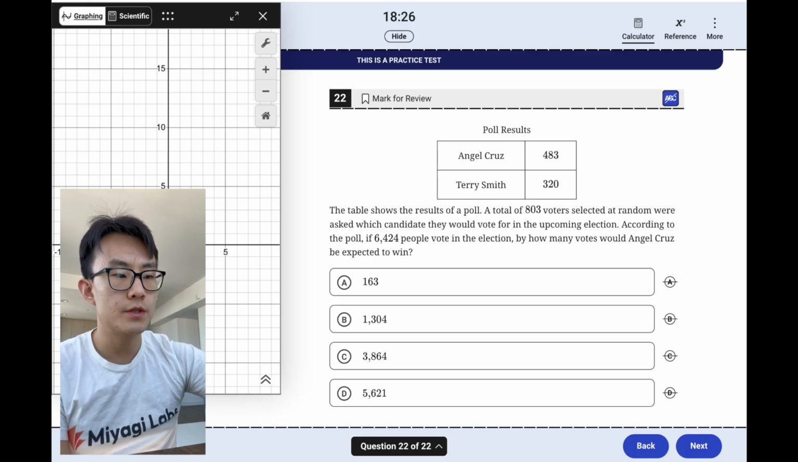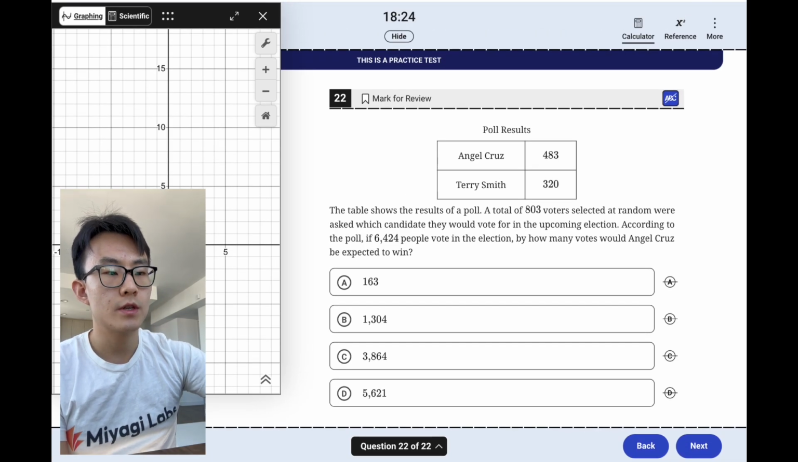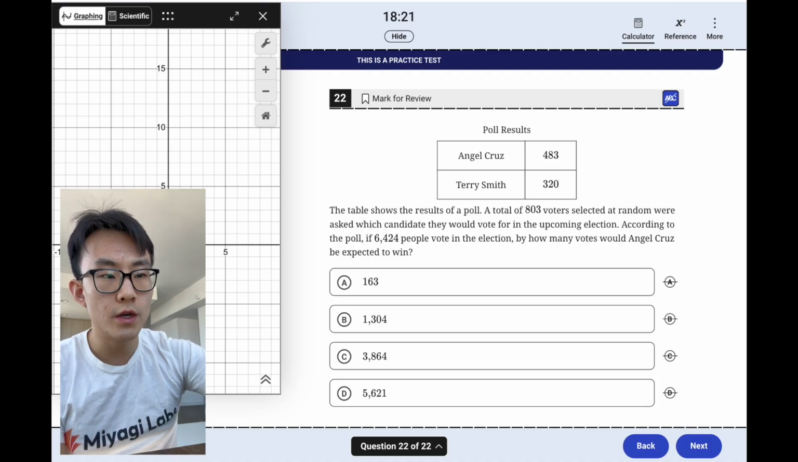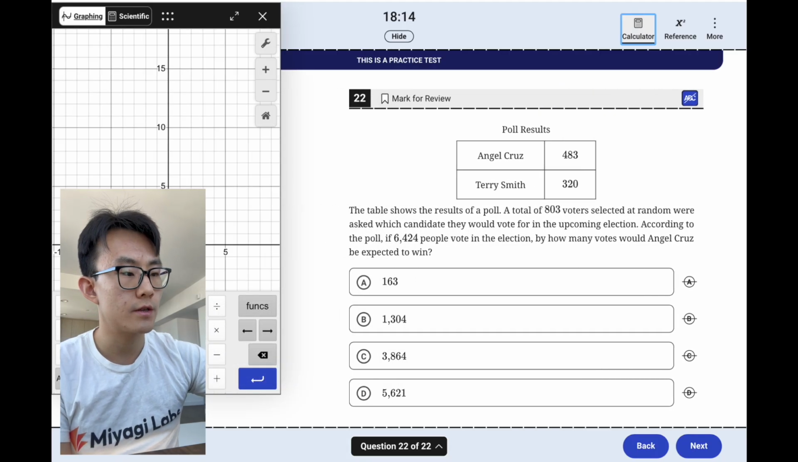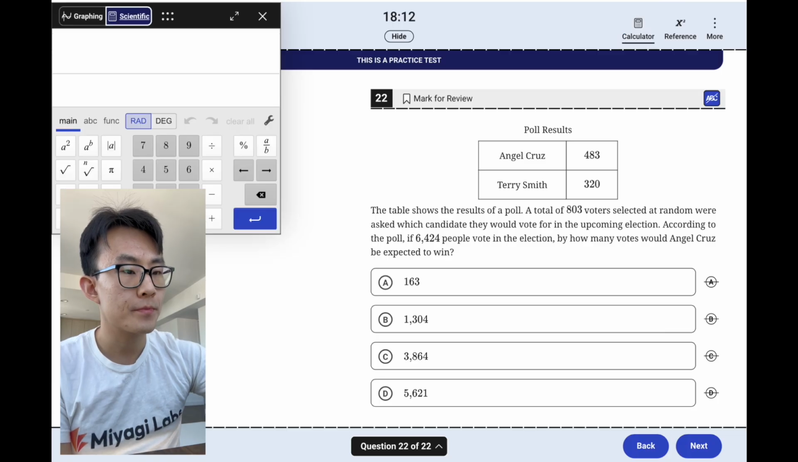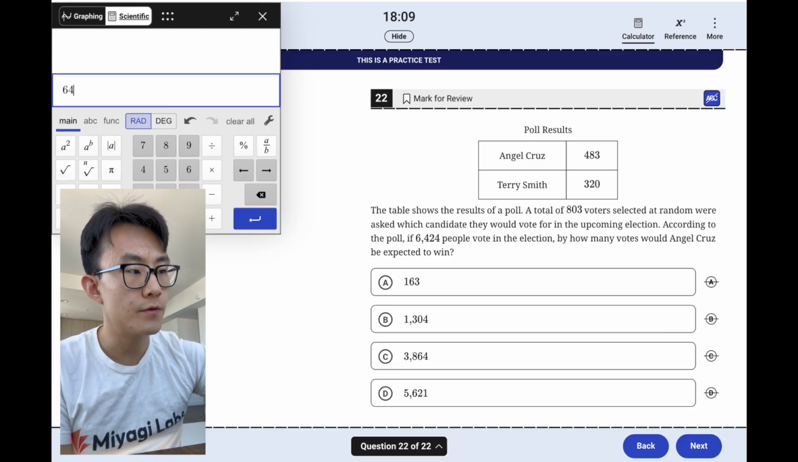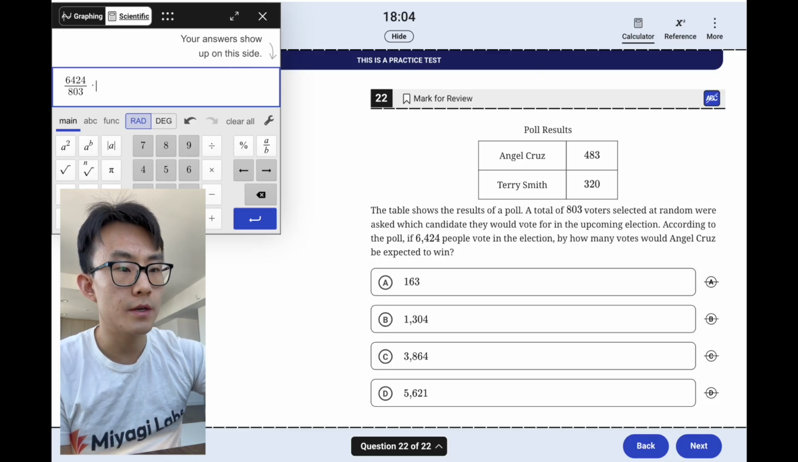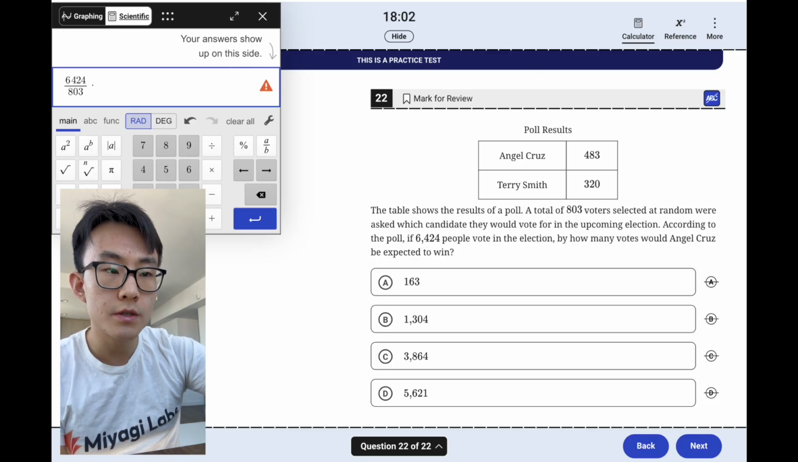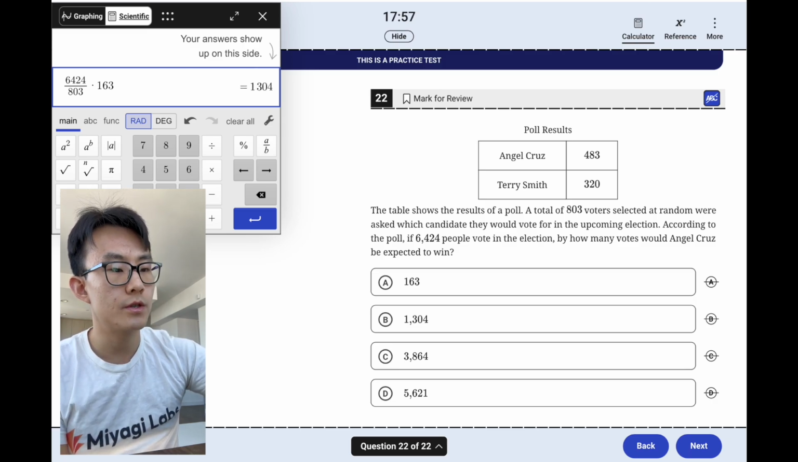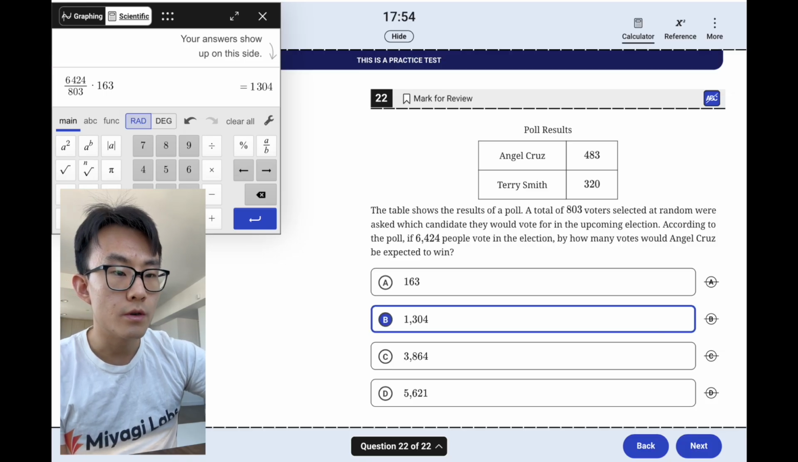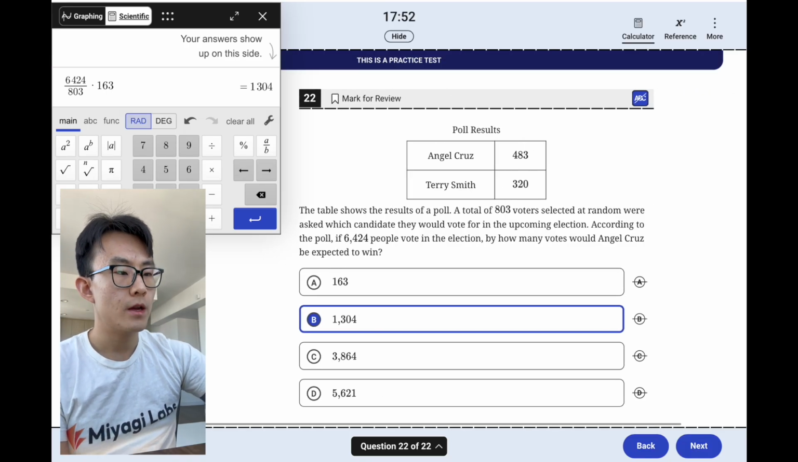Okay, so by how many votes? So Angel Cruz won by 63 votes out of 803. So what's the proportion of that? 6424 over 803 times 163. Proportionally, he'd win by 1304, or she would win by 1304.